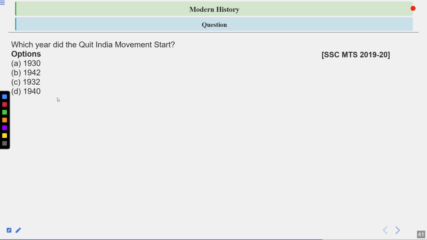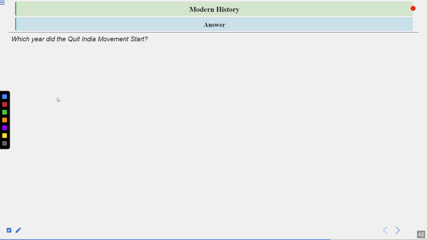Next question is which year did the Quit India movement start? Options are 1930, 1942, 1932, 1940. To answer, 10 seconds are there. Time starts now. Time's up. Correct answer is B. 1942.